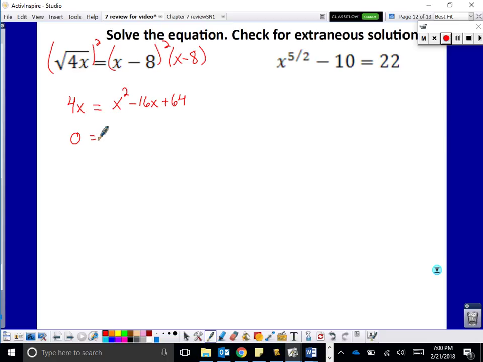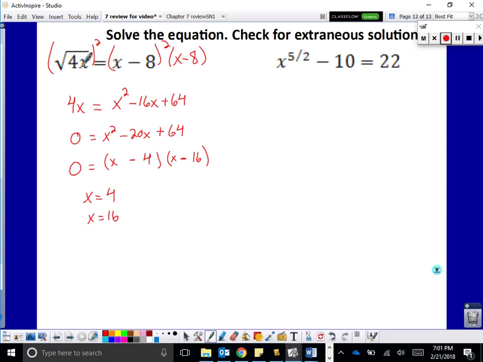It's a quadratic, so we need to get it set equal to 0. I'm going to say x squared subtract 4x is going to give me minus 20x plus 64. This one does factor. I get x and x. Factors of 64 would be 16 and 4. I need to get to negative 20, so they're both minus, and that tells me that x equals 4, x equals 16. Now, since I squared both sides right away, I need to go back and check these.